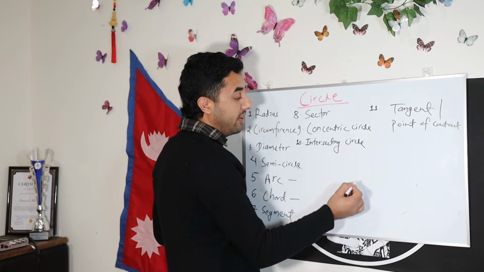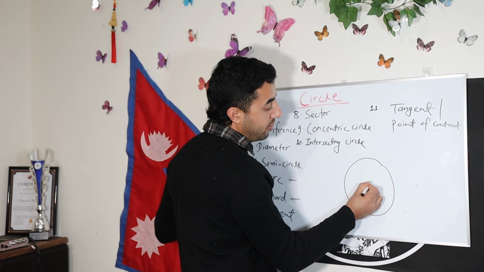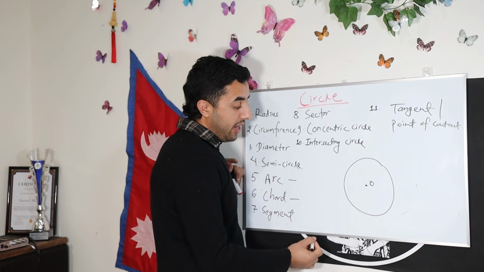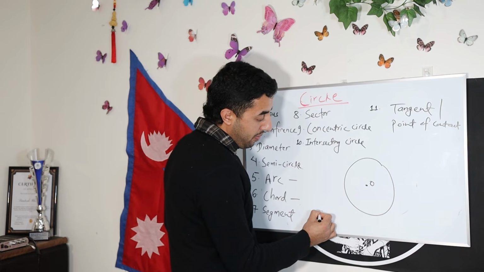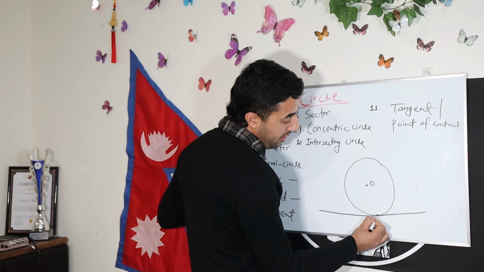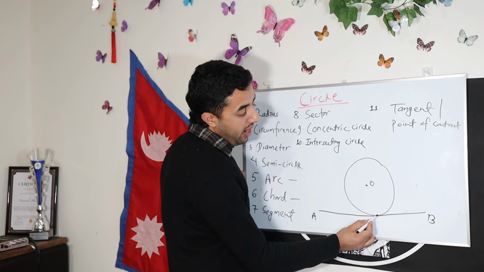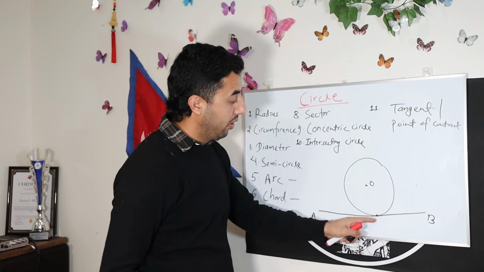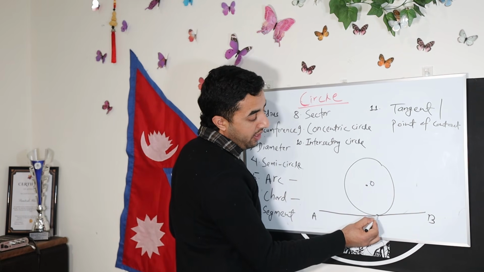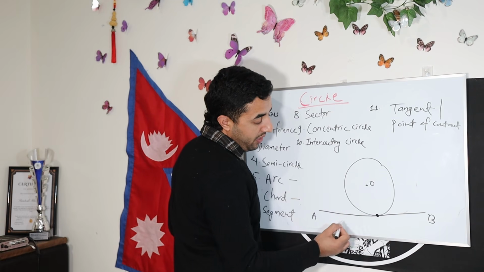Let's define the tangent. Suppose this is the circle and this is the center of the circle. The tangent is defined as the line which touches any one point of the circle. The line which touches any one point, and that point is called the point of contact. This is called the point of contact.